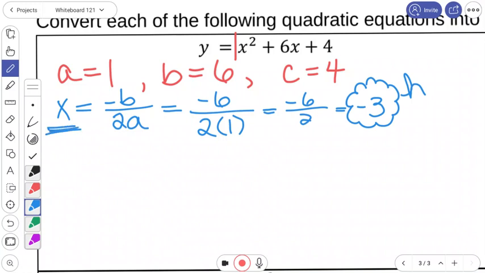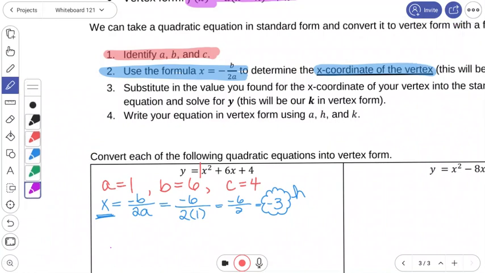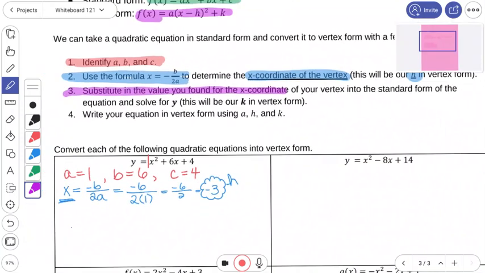So anytime you have an x value and you want to find the y value that goes with it, you're just going to do step 3. Step 3 tells us we're going to substitute the value that we found for our x coordinate into our standard equation, and that's going to give us the y value of our vertex. And again, what do we always call the y value of our vertex? It's going to be variable k.